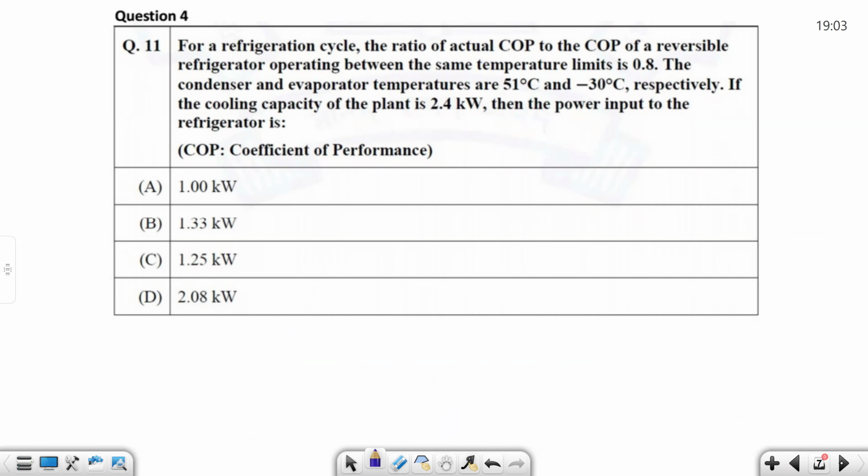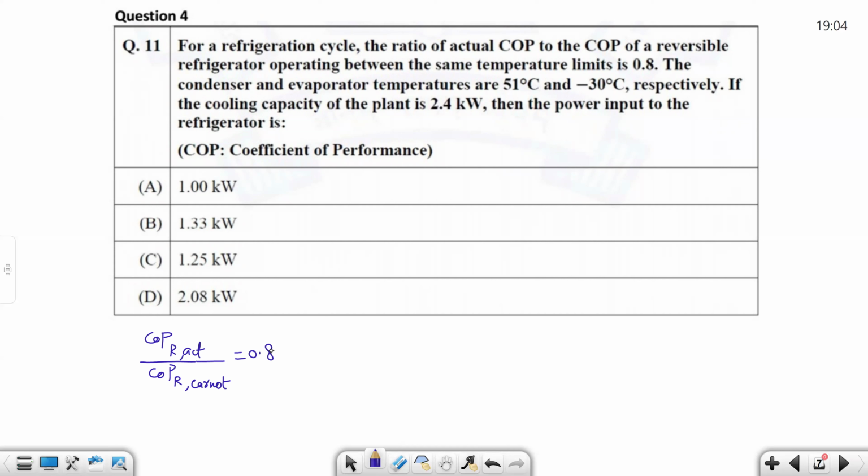So now a refrigeration cycle, the ratio of actual COP to the COP of a reversible refrigerator operating between the same temperature limit is 0.8. So that is COP of refrigerator actual by COP of reversible refrigerator, that is Carnot, equal to 0.8.